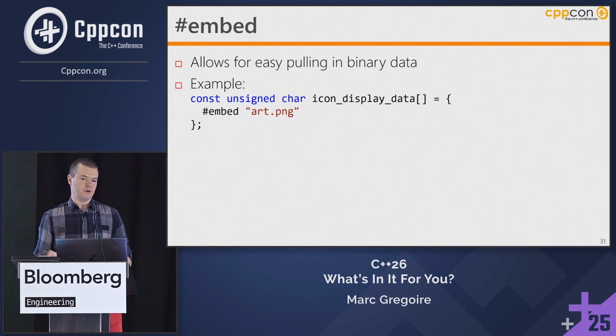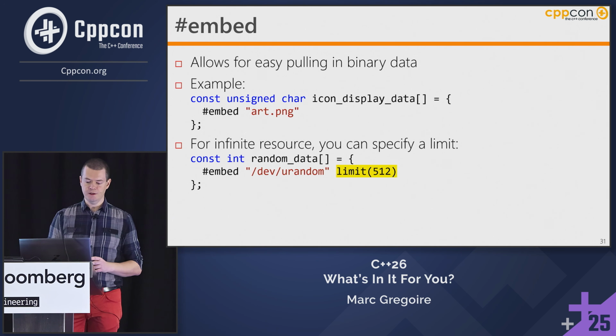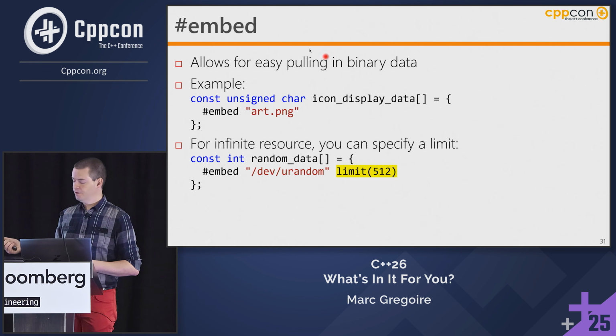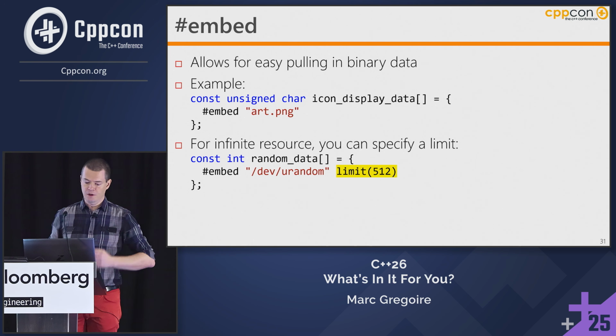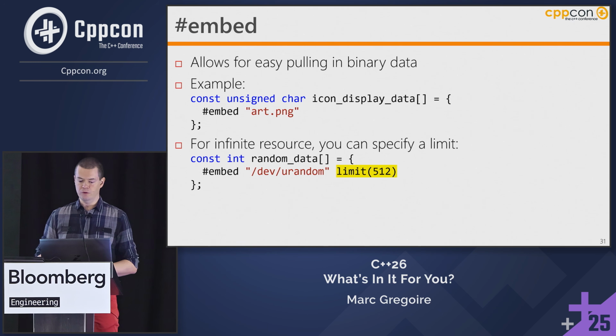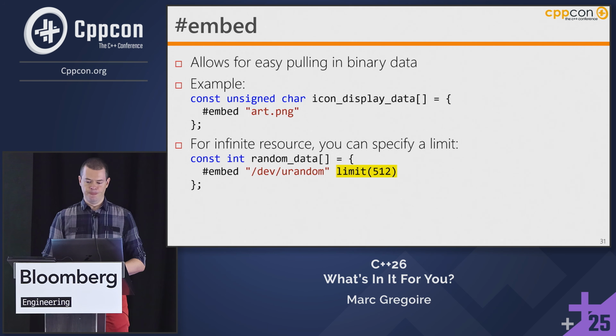Sometimes the source from which you want to pull your binary data might have unlimited size, and for that you can specify a limit. In this case, we limit it to 255 bytes, and we are pulling data from /dev/urandom, which is an unlimited resource on Linux.